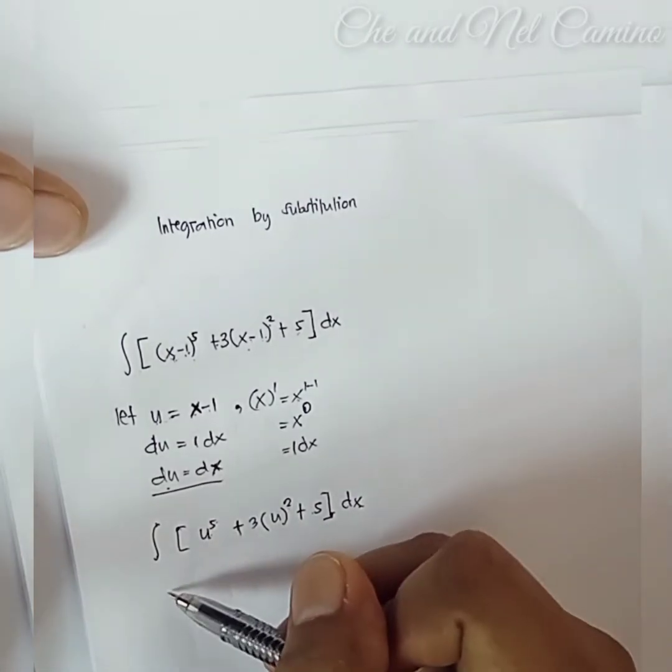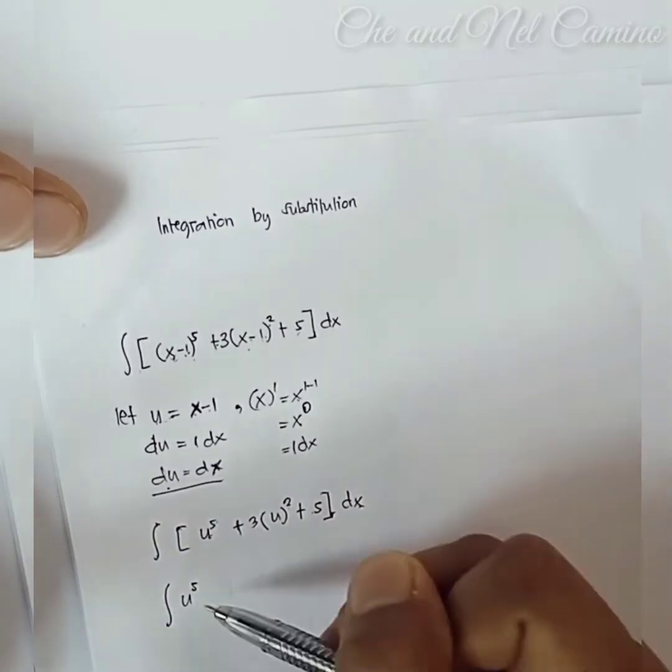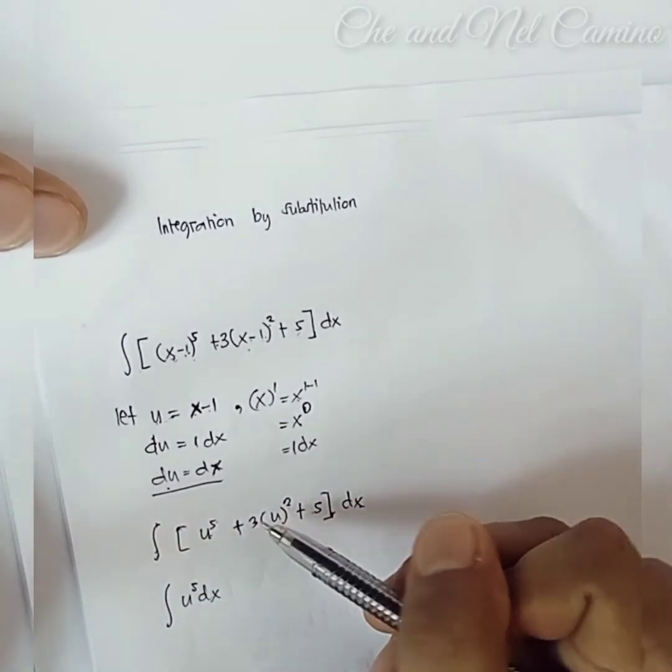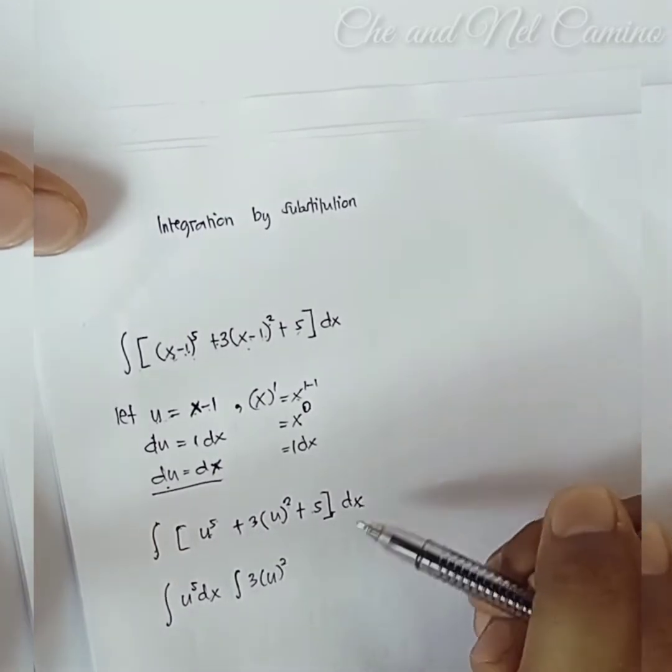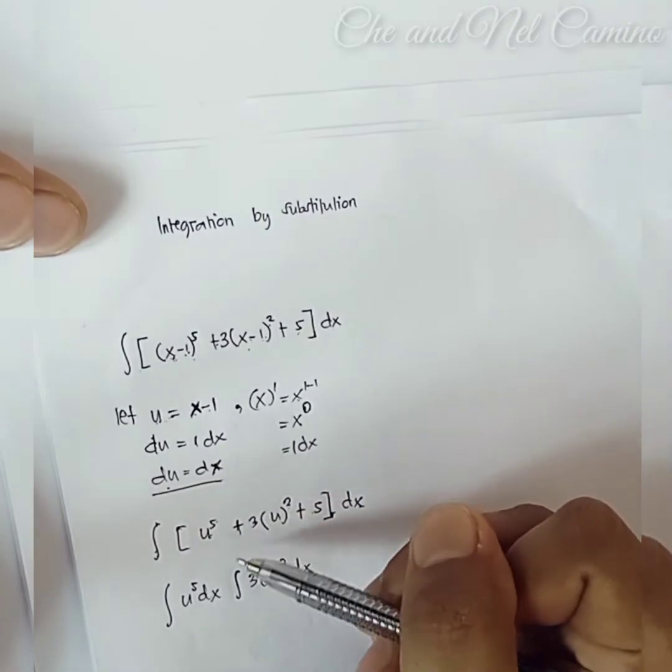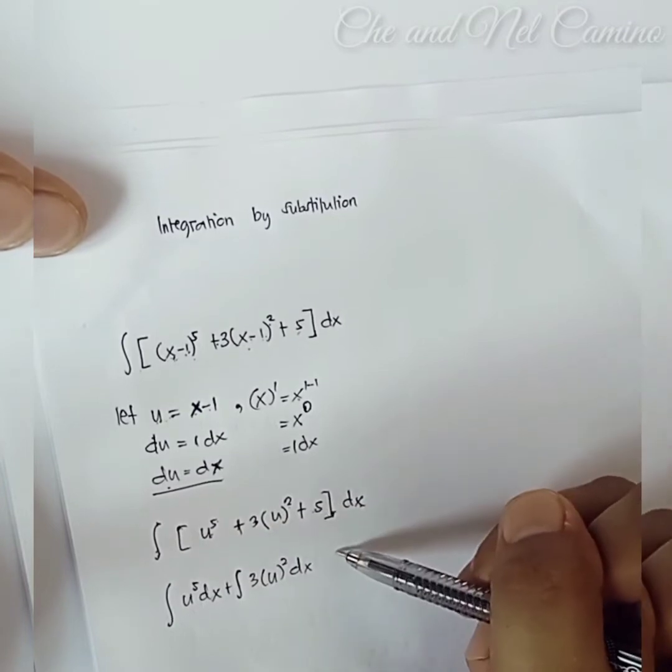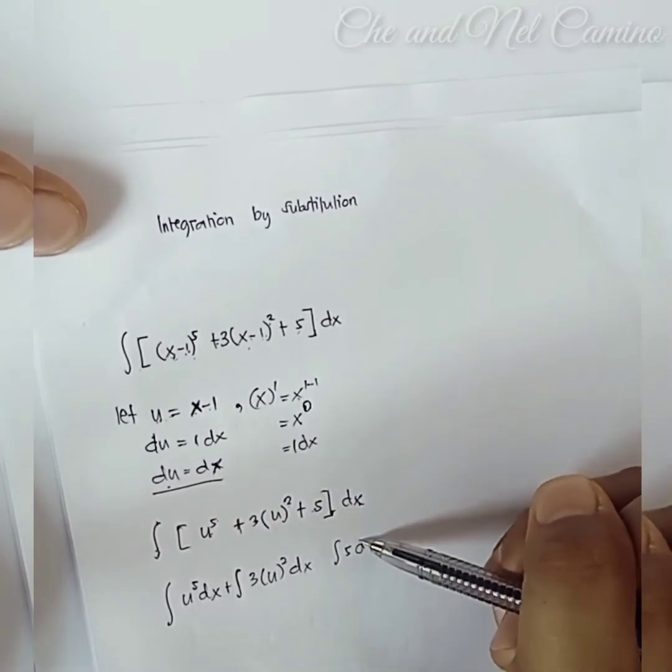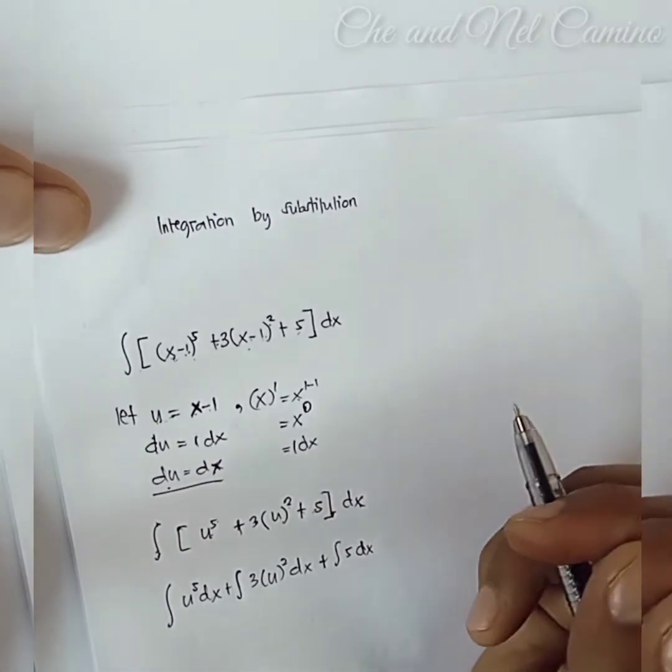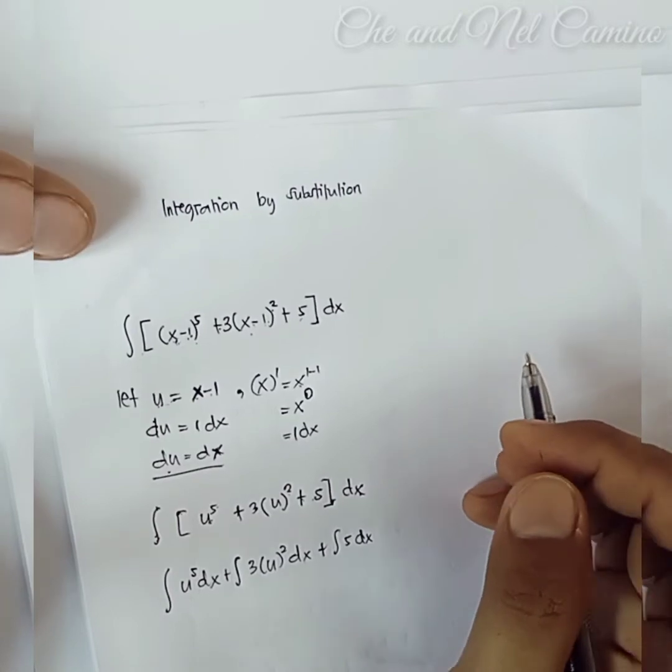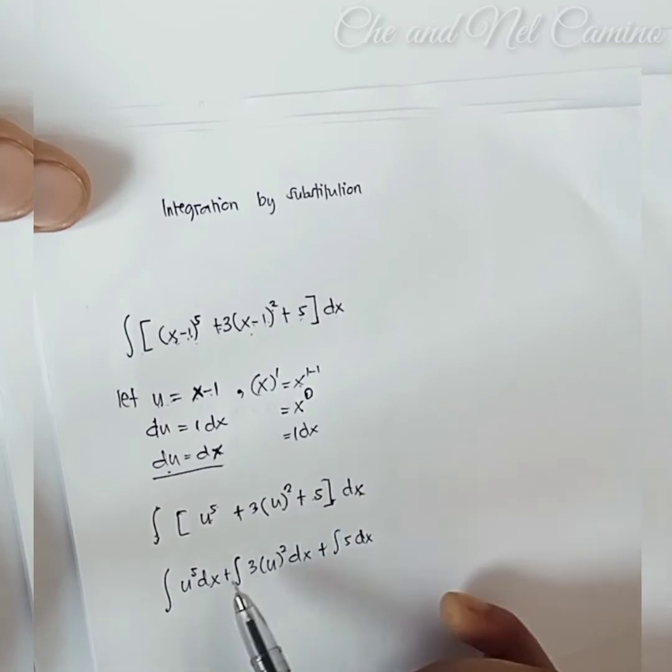So let's do it here. The integral of u to the power of 5 dx, and then the integral of 3 u to the power of 2 dx. What is the operation? That is plus. And then we have the integral of 5 dx. Let's copy the operation plus. So I think that's clear. We have already distributed this symbol, and also the dx.